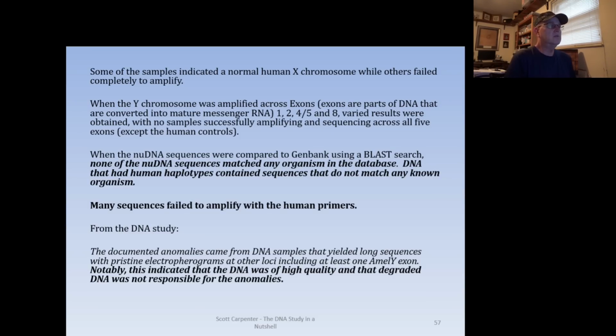Many sequences failed to amplify with human primers. That was another negative thing that gave you a clue that what we're dealing with is a human hybrid, and it's very strange and odd.